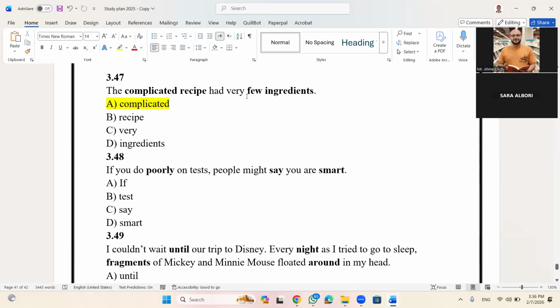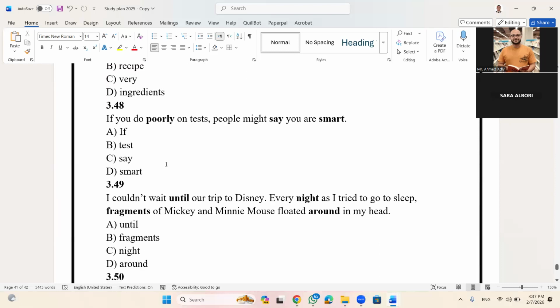Or you can replace few with a lot of ingredients. A myriad of ingredients. Too many ingredients. I don't think I can say very lot of ingredients. It does not work here. So it's better for me to change complicated, because if you use the word lot here, I can say very lot of ingredients. We don't say very lot of ingredients. Even we don't say very many. So it's safe to change this word complicated, okay?